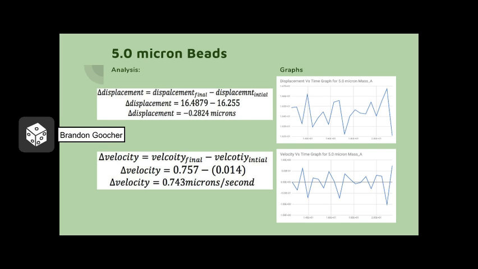This slide shows the diffusion of the 5.0 micron beads. The graphs on the right show the average values from the data we collected using the tracker program. On the left are the calculations for each graph respectively. The calculations for change in displacement show the bead ended 0.2824 microns below where it started. This displacement is greater than that of the 1.5 and the 2.5 micron bead sizes. The change in velocity for this bead was 0.743 microns per second. This is a greater change than that of the 1.5 and 2.5 micron beads.